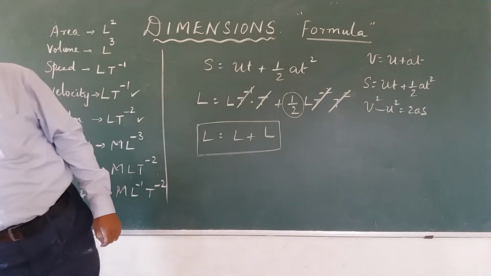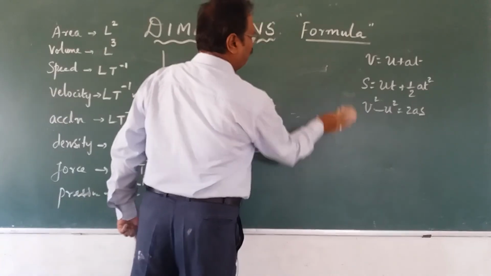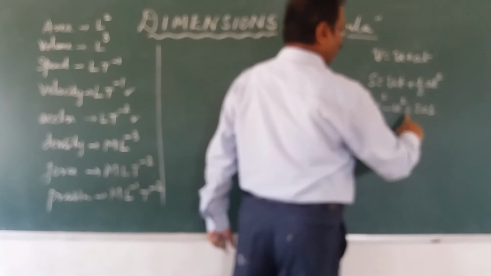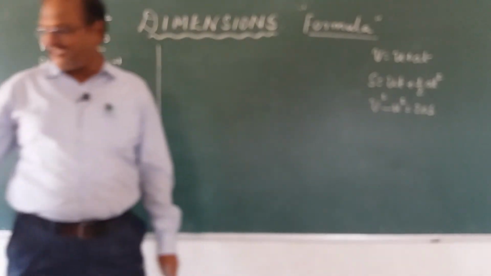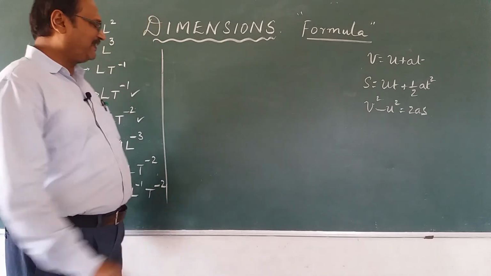Okay. Now, let us try one last problem in this video, and for you, the homework is v square minus u square is equal to 2as. Right. Now, let us see.